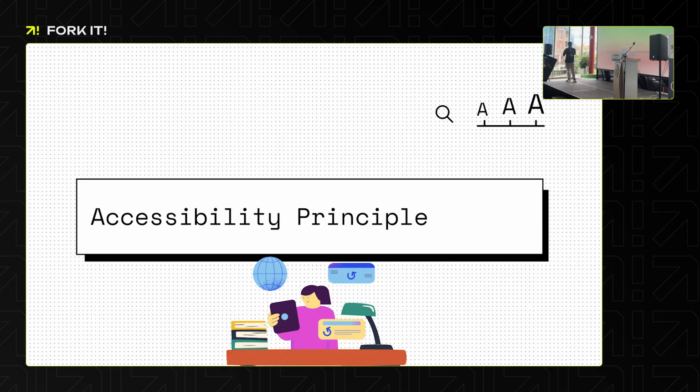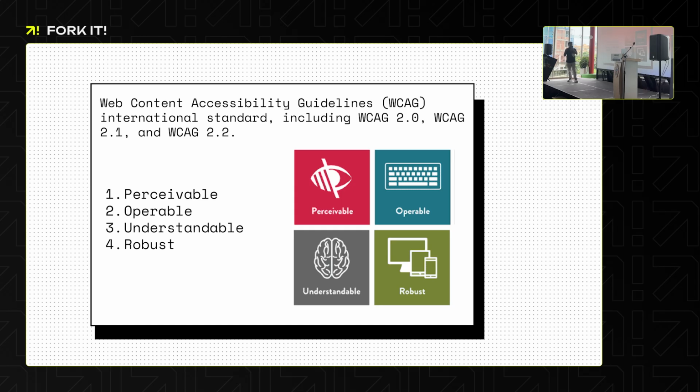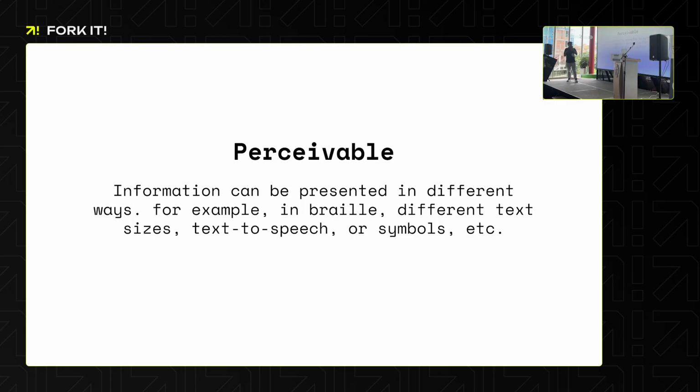So we need to understand what makes the web accessible. We need to stick with these principles. First is perceivable, operable, then understandable, and the last one is robust. So perceivable means your website can be presented in different ways. For example, in Braille, in text-to-speech, so it can be transformed to other formats.